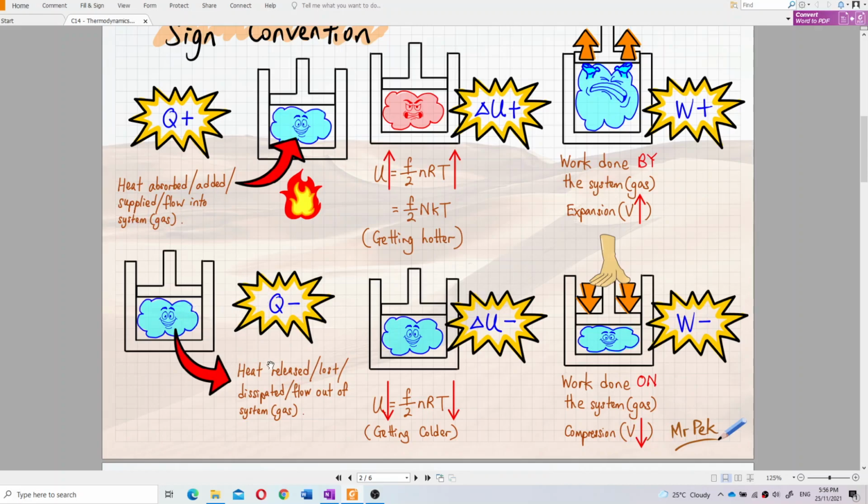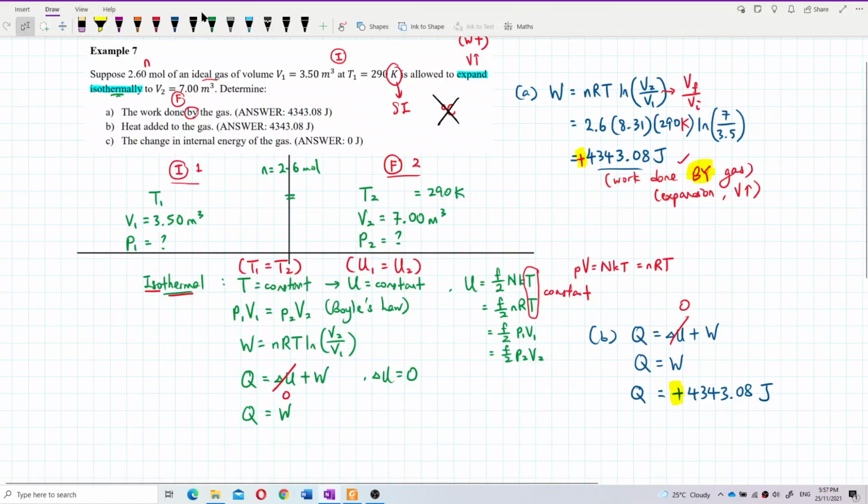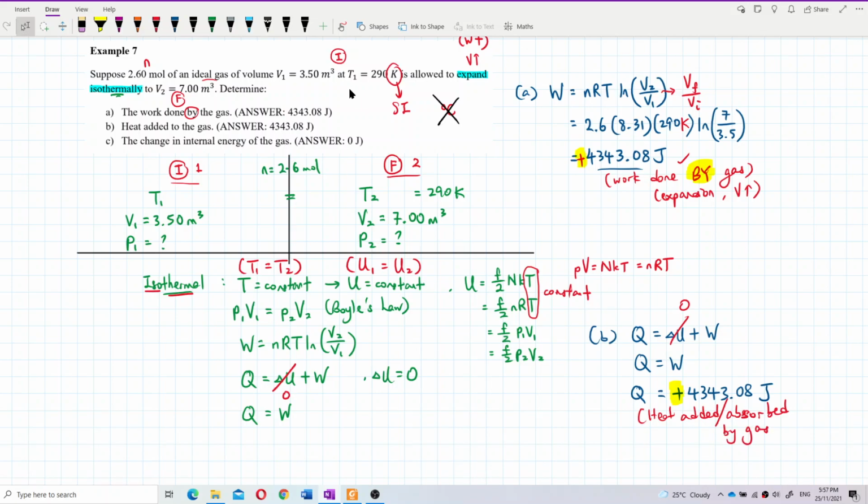If heat is released, meaning heat loss, dissipated, flowing out of the gas of the system, then Q is negative. If Q is positive, it means heat absorbed, heat added. Q positive means heat added or absorbed by the gas.